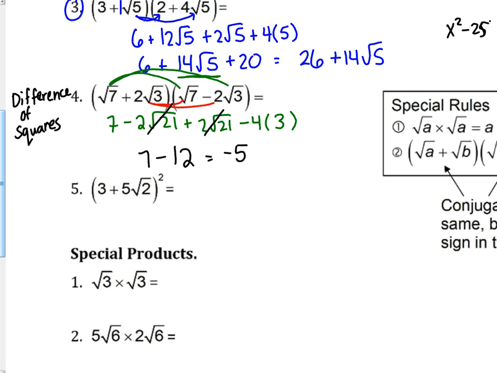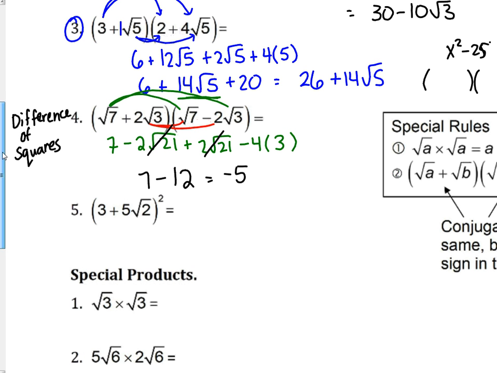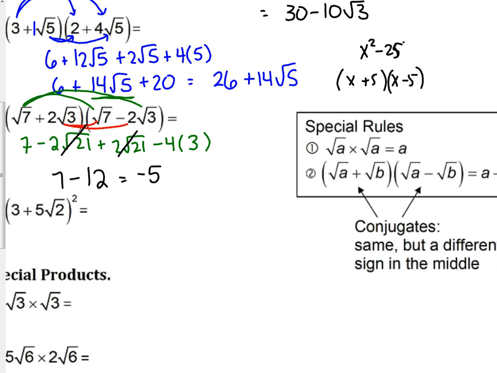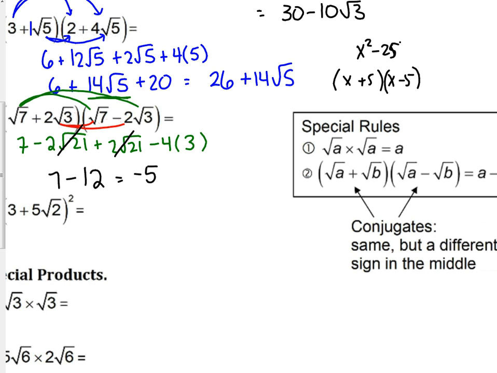Do you remember? x squared minus 25 is x plus 5 and x minus 5. And so what happens is when you expand that out, FOIL, the middle term always cancels out, right? So working backwards, if I have root a plus root b times root a minus root b, the middle terms will just cancel each other out. So we really only have to worry about multiplying the two firsts and the two lasts.